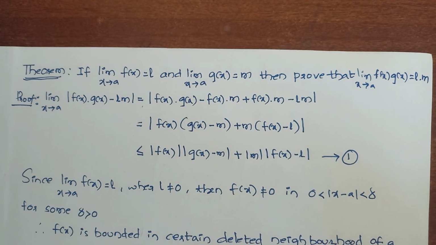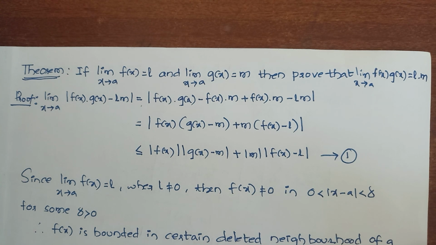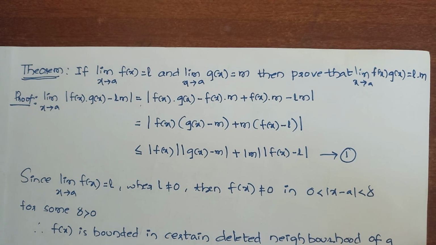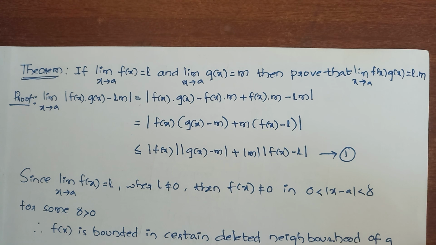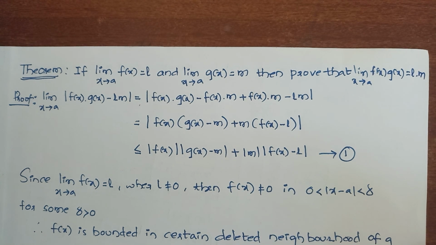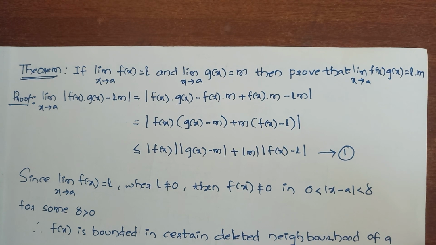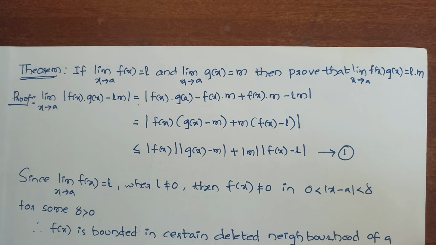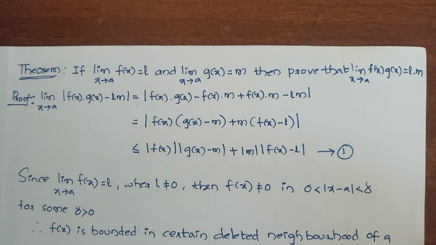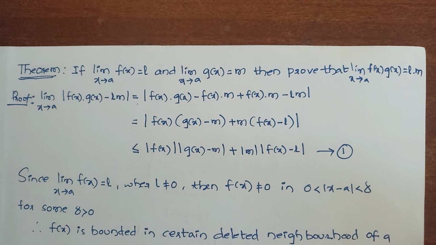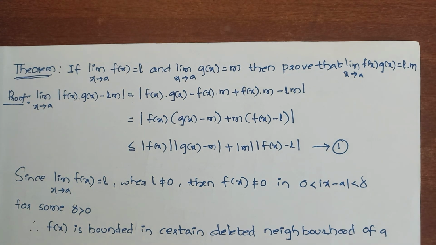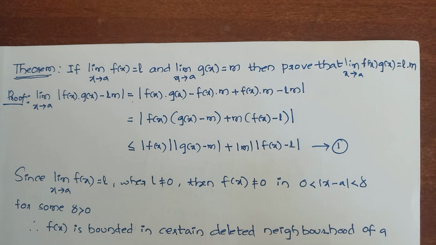Hi everyone. So let me prove some theorems in this class based on limits. You know that the definition of limit is: a real number L is said to be the limit of f(x) as x tends to a if for any epsilon greater than 0 there exists a corresponding delta greater than 0 such that modulus of f(x) minus L is less than epsilon, wherever 0 is less than modulus of x minus a, which is less than delta.